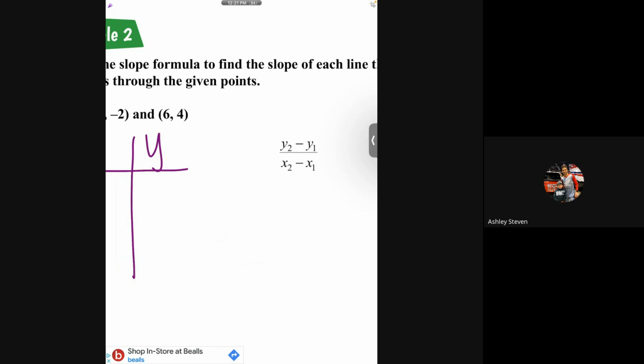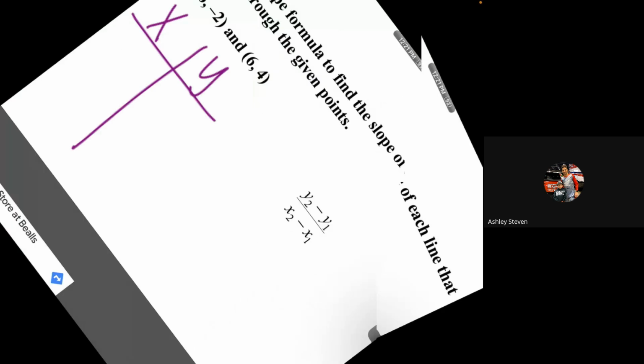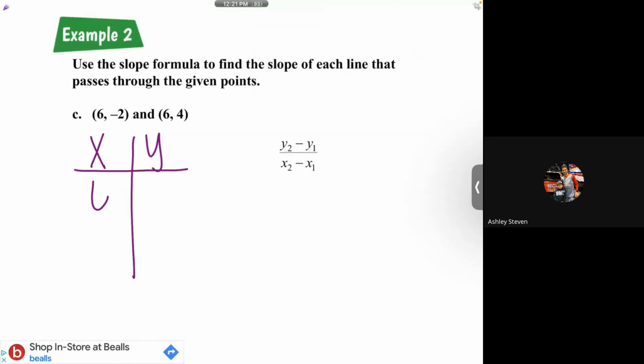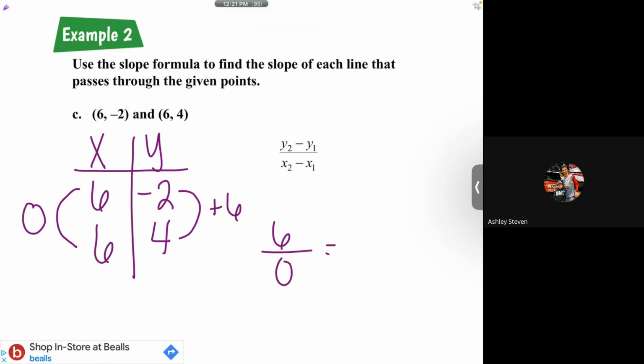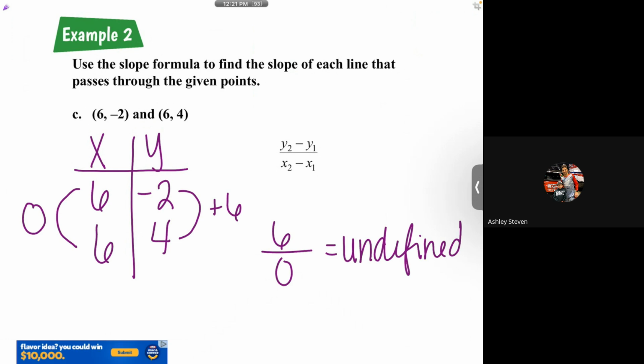Okay, here we go. This one you should have noticed something. I have 6, -2, 6, 4. What's the difference here? How did I get from 6 to 6? 0. How did I get from -2 to 4? So I have 6 over 0. What's that mean? I have 6 things. Can I split them into 0 groups? No, that doesn't work. So what do we call that? Undefined. This is undefined.